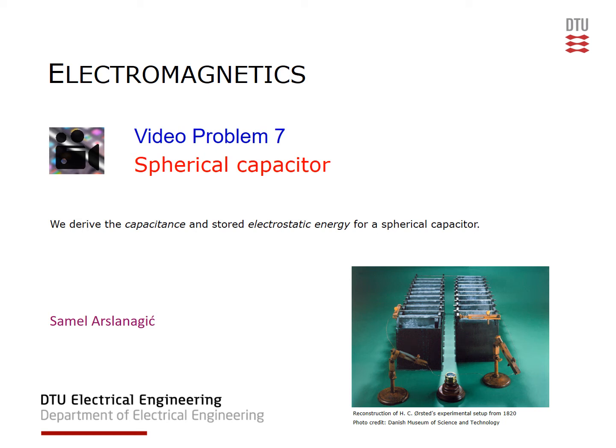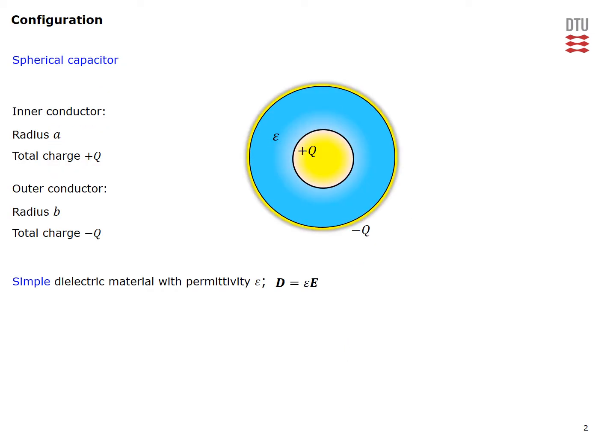So this is video problem 7, where we are looking at a spherical capacitor and we would like to derive its capacitance and stored electrostatic energy. So here we have our spherical capacitor configuration.